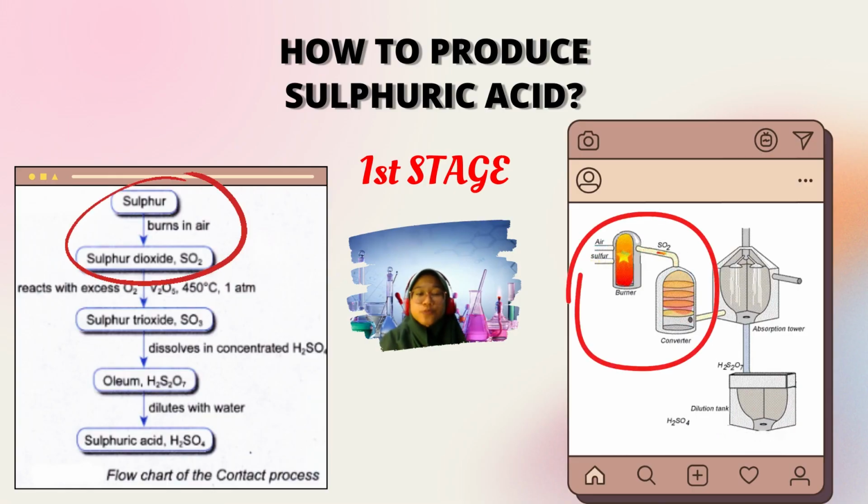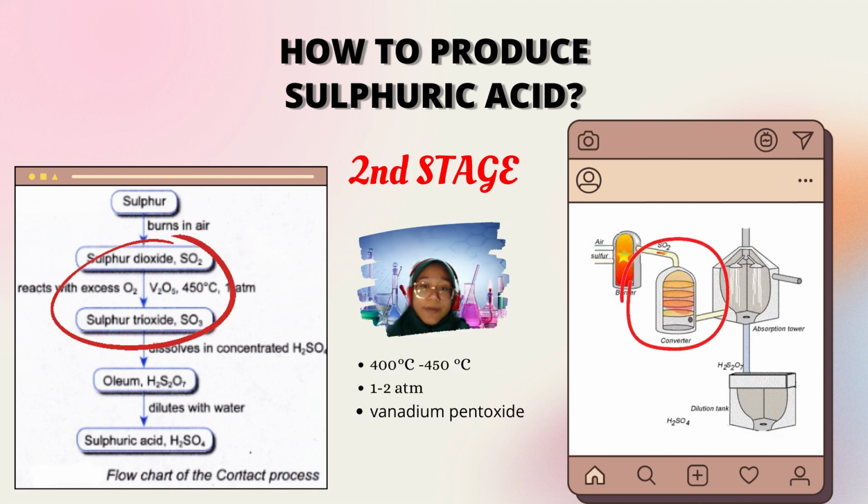Okay, sulfuric acid is produced through the contact process. There are 3 stages of the contact process. The first stage, as you can see in the flowchart, is that sulfur dioxide is prepared by burning sulfur in the presence of excess air so that the product will combine with oxygen.